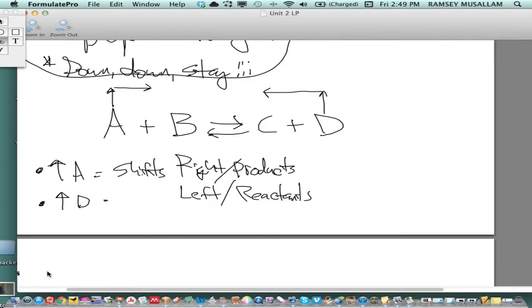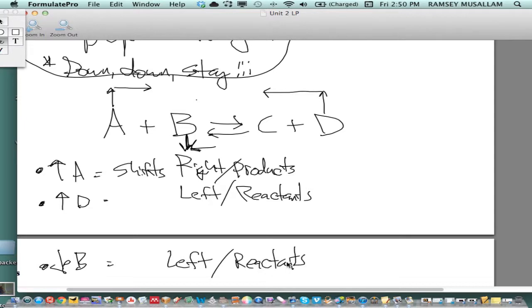Now let's look at it from the other direction. Let's say we decrease B. Down, down, stay. So it shifts to the same side it's on. If I decrease B, is it going to go left or right? Left, which is the reactants. So when I say stay, I mean it shifts to the side it's on. What if I decreased C? Down, down, stay. Which way is it going to shift? To the right.